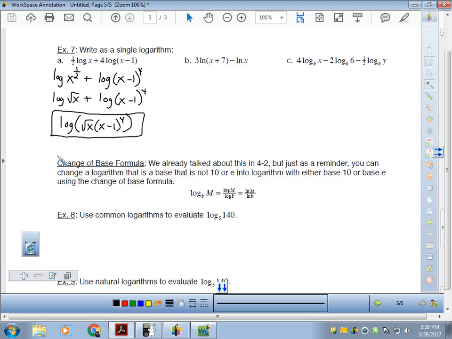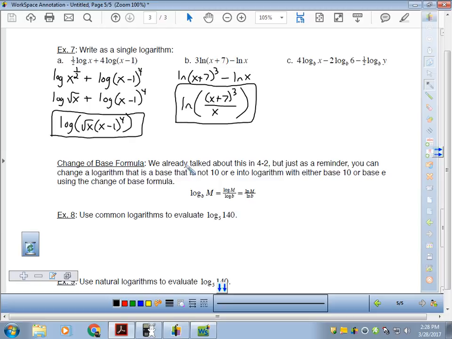And so that's condensed down as much as it can be. Alright. Letter B, we have 3 ln of x plus 7 minus ln of x. Again, there's a number in front here, a 3, so I can bring it up as an exponent. So this is ln of (x plus 7) to the 3rd power minus ln of x. And then I have a subtraction between these 2 logs, so I can condense it into a division. So this becomes an ln of (x plus 7) to the 3rd power over x. And so there's my condensed form.